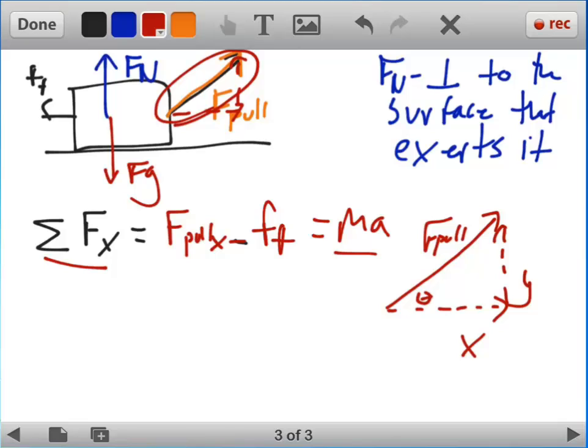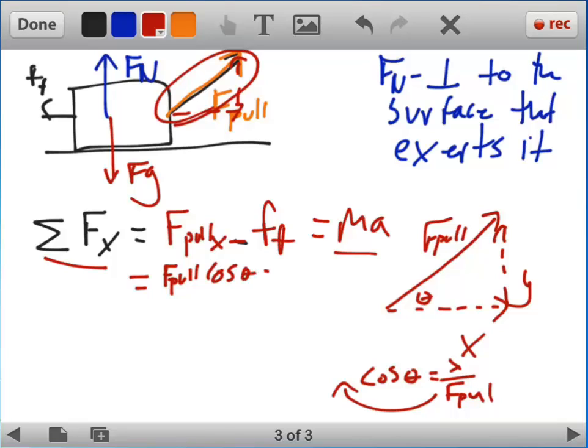Because we know some trig, we can say this is the adjacent side to the angle, so the cosine of the angle is equal to adjacent over hypotenuse. That means the x side, F pull x, is just F pull cosine theta, right? Because it's not an x, it's the hypotenuse. So F pull cosine theta minus Ff equals ma.